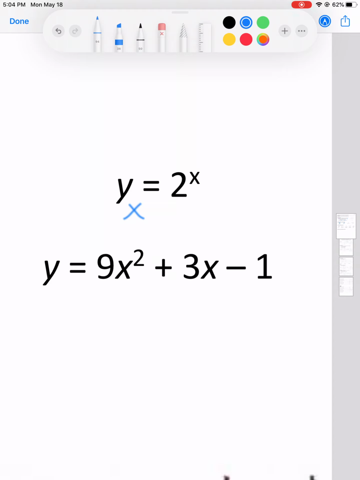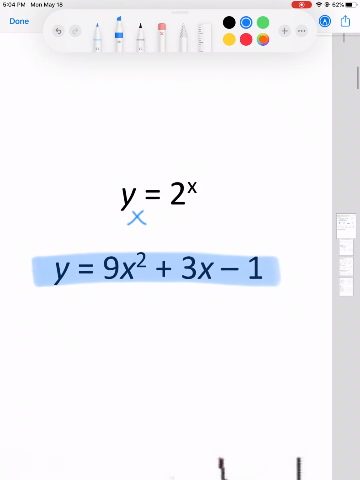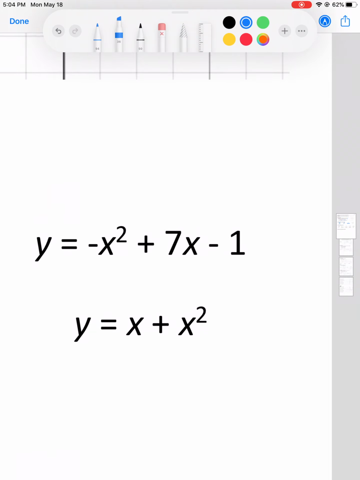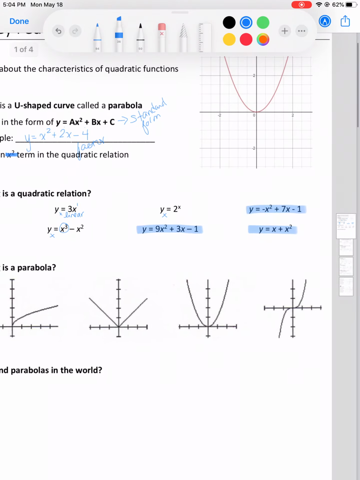y is equal to 9x squared plus 3x minus 1. Yes, okay. Like what we were doing before, this is definitely one because of the x squared. I know it also has an x in it, but it's x to the power of 1, so it's okay. y is equal to negative x squared plus 7x minus 1. Yes, that is one because same idea. It has an x squared in it, and the other x that's with it is to the power of 1. Again, this one is one as well. Okay? So, those are different examples.